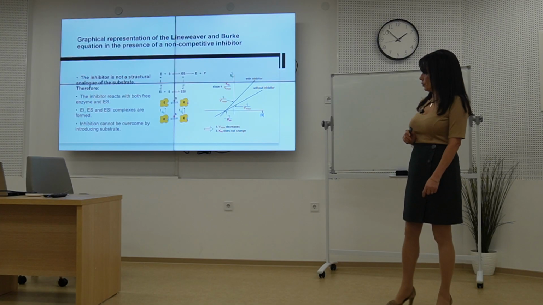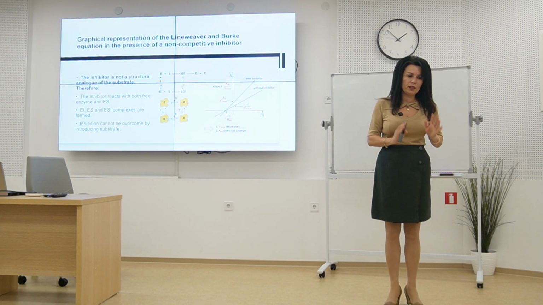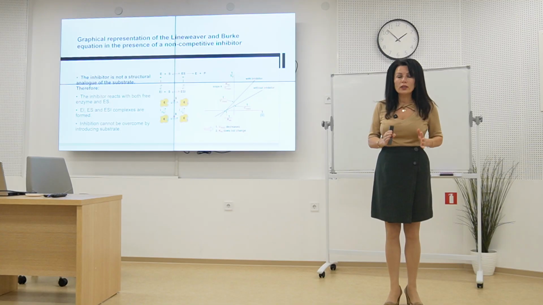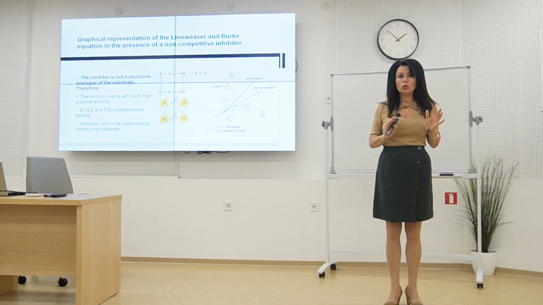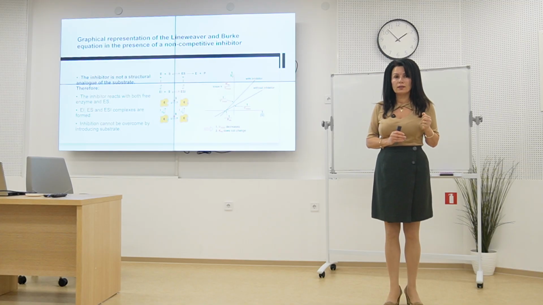Non-competitive inhibition. We start with the most important feature of these inhibitors: they are not structural analogs of the substrate. They are different, with different structure. That's why there are many consequences. They cannot be attached to the active site. They make contact with another site, maybe an allosteric site.